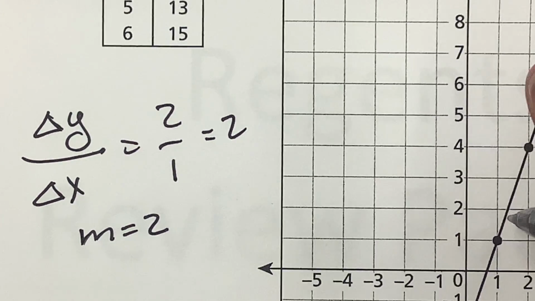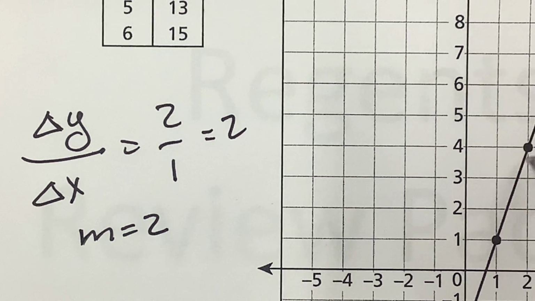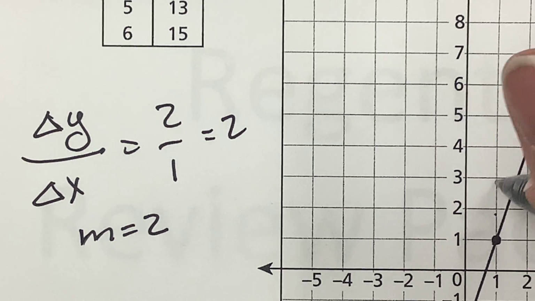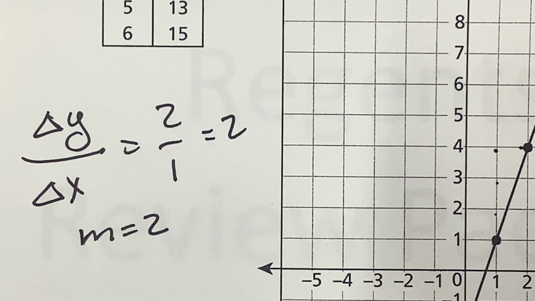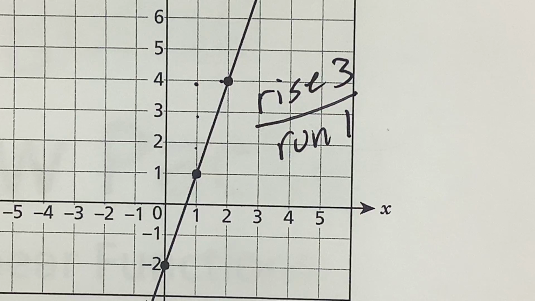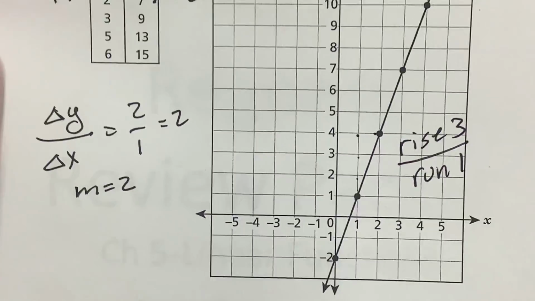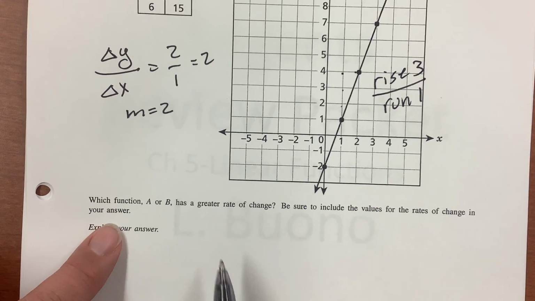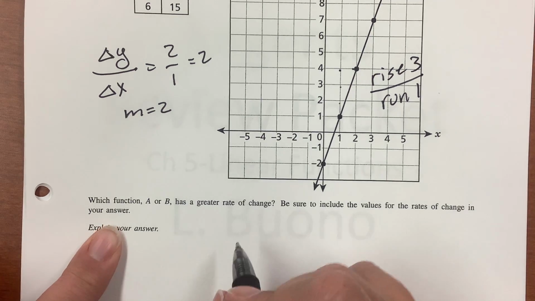Function B, we're doing rise over run, from 1 to the next. Rise 1, 2, 3, run 1. Rise 3, run 1. So, rise 3, run 1 versus 2 over 1. Which function has a greater rate of change? Oh, function B.